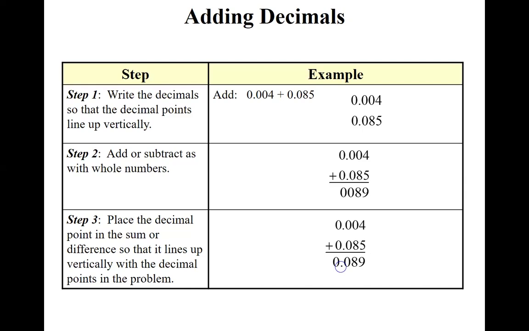So let's add 0.004 plus 0.085, 4 thousandths plus 85 thousandths. We line up the decimal points. Then we add like normal. Once the decimal points are lined up, we would add 4 plus 5 is 9, 0 plus 8 is 8, 0 plus 0 is 0, 0 plus 0 is 0. Finally, stick the decimal point right underneath the decimal points lined up in the problem. So 0.089.